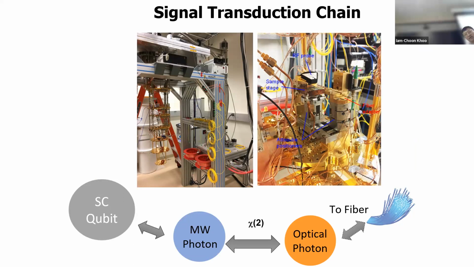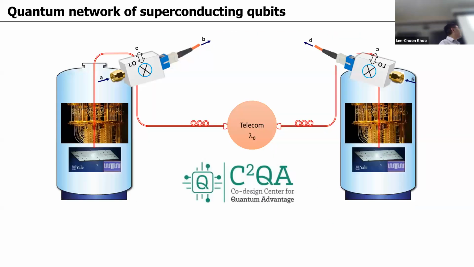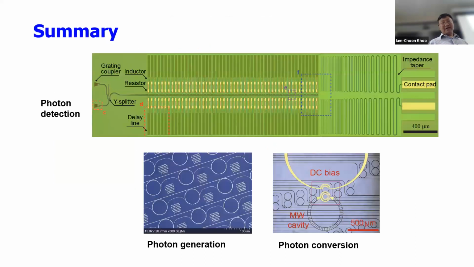We are currently funded by the Department of Energy through the C2QA program, as one of the centers in the East Coast Design Center for quantum information. Our goal is to have two of these refrigerators talk to each other through optical fiber, and that's a work in progress. As you can imagine, it needs a lot of manpower and a lot of resources.